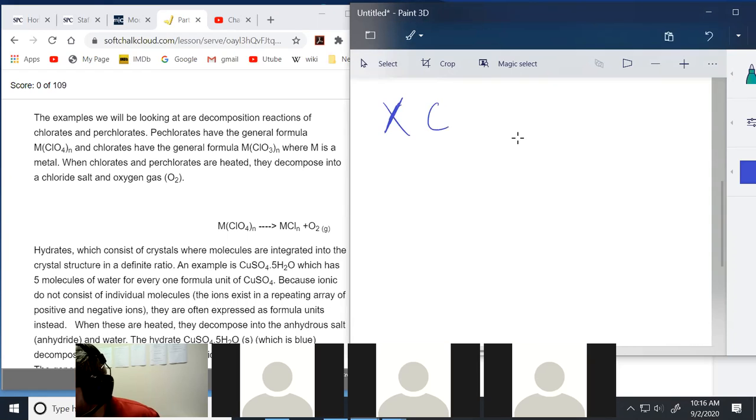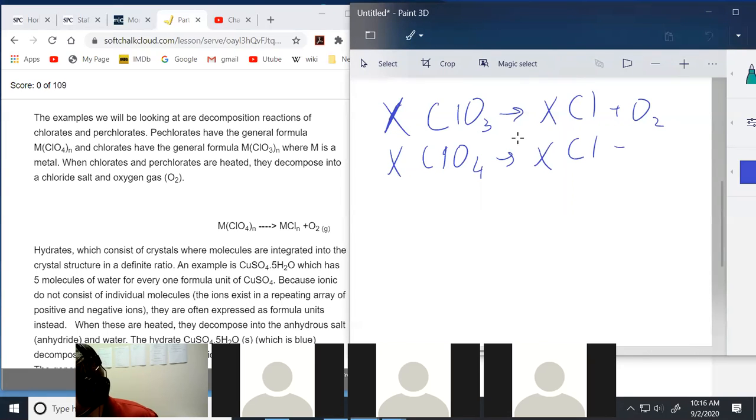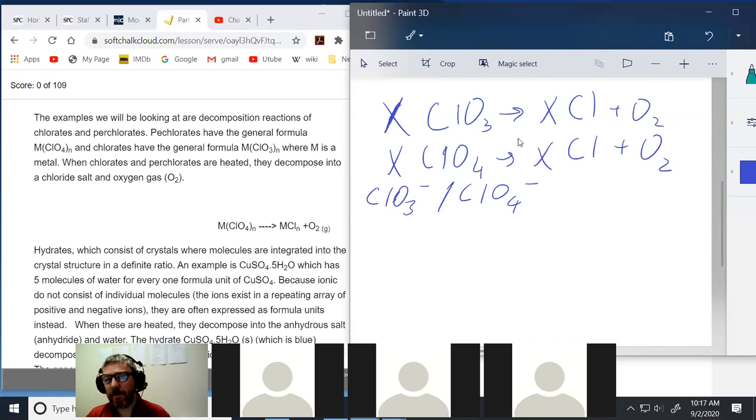So XClO3 will give XCl plus O2, and XClO4 will give the same thing. So what we get is always a combination of some sort of chloride and O2. And we know what the charge on the chloride is. ClO3 is always 1 minus, and ClO4 is always 1 minus as well. So let me show you some examples of these, and you'll see they're not really as bad as they initially seem.